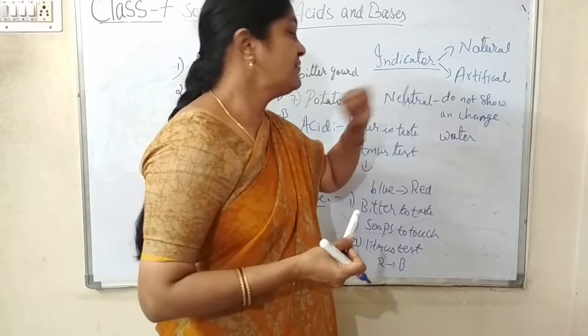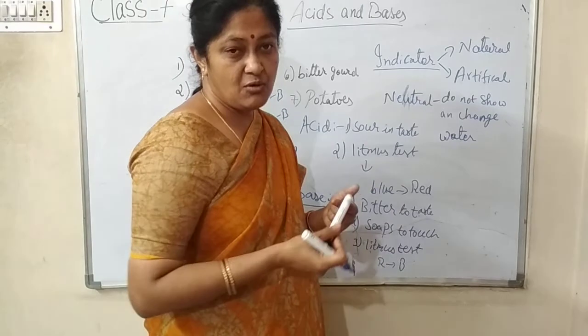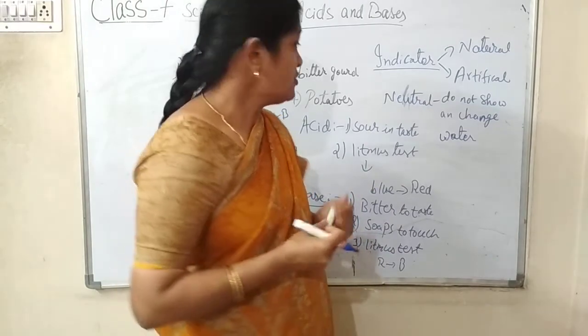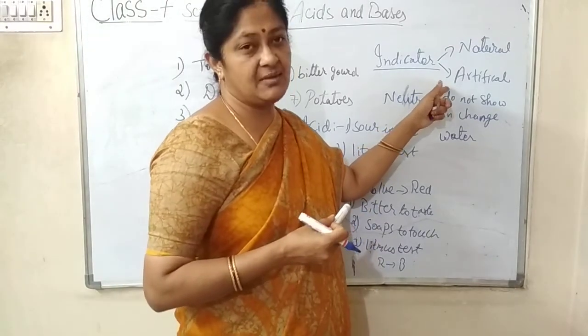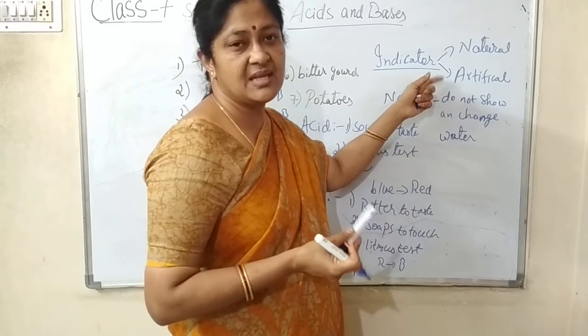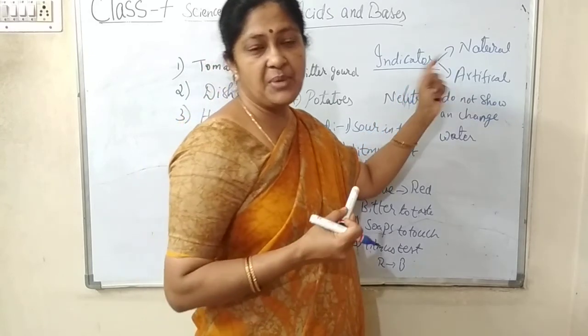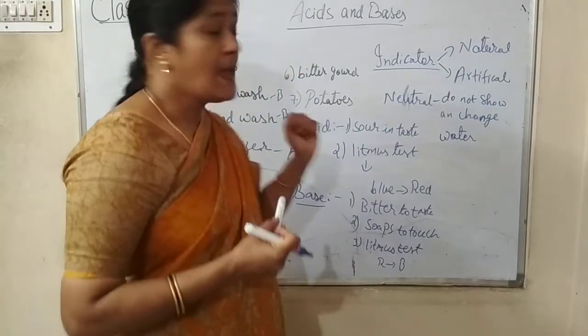Now what are artificial indicators? These are prepared by man using some kind of minerals. Methyl orange and phenolphthalein are the artificial indicators which are used to identify whether a particular substance is an acid or a base.